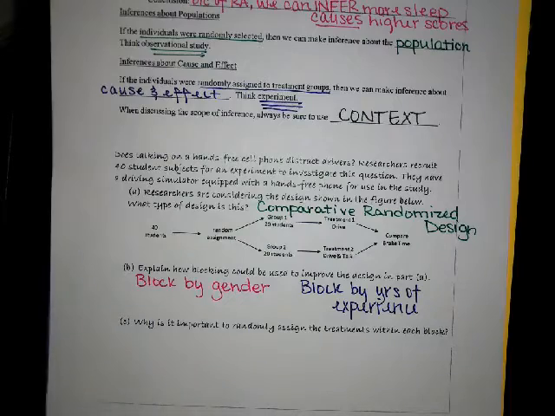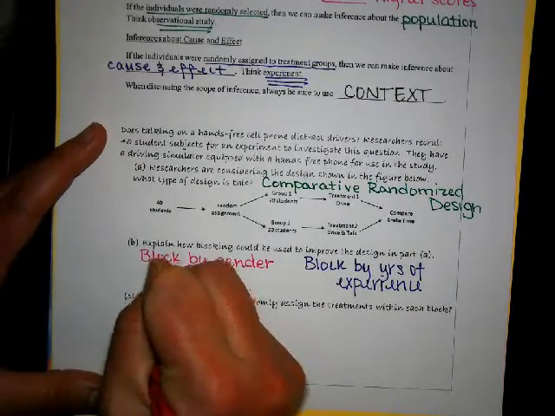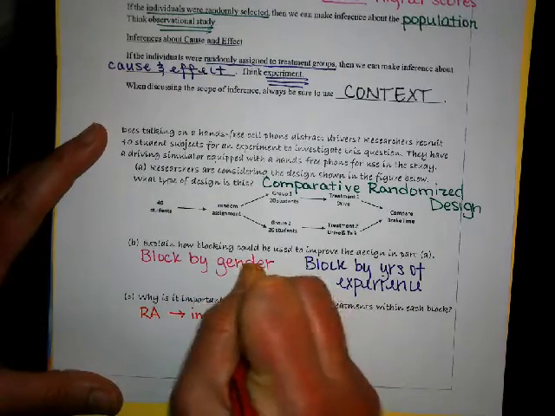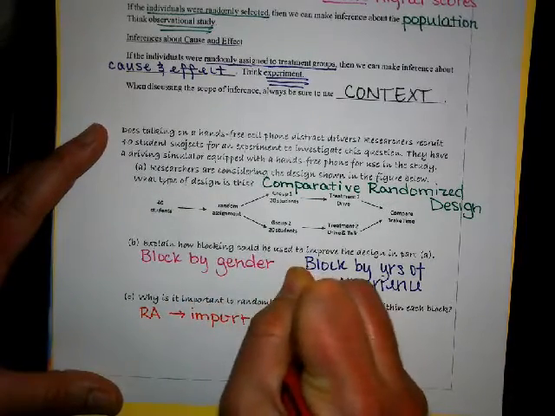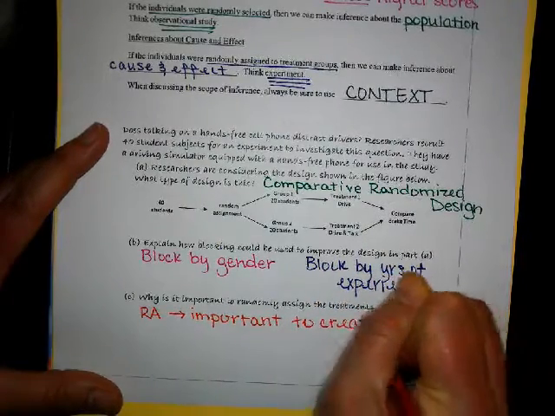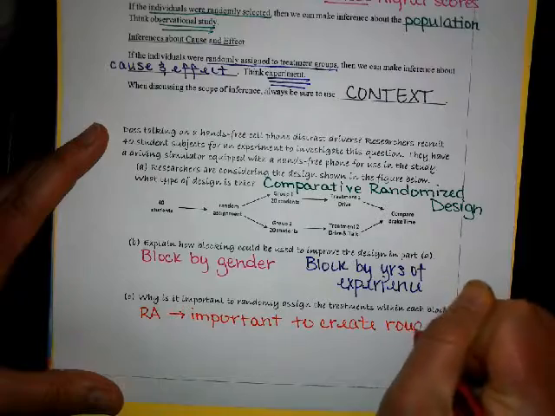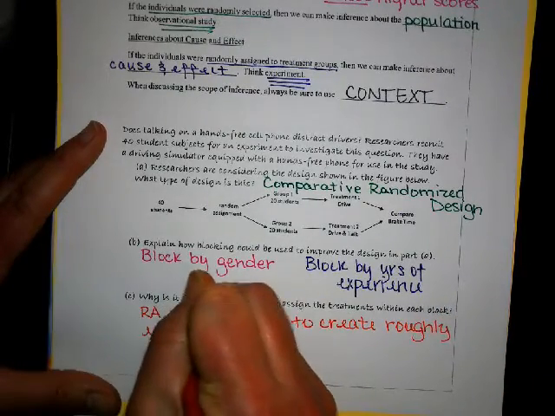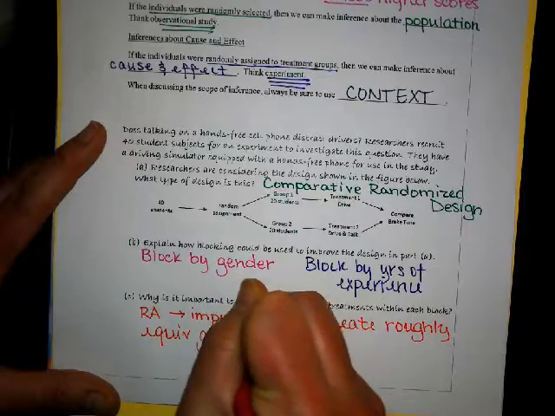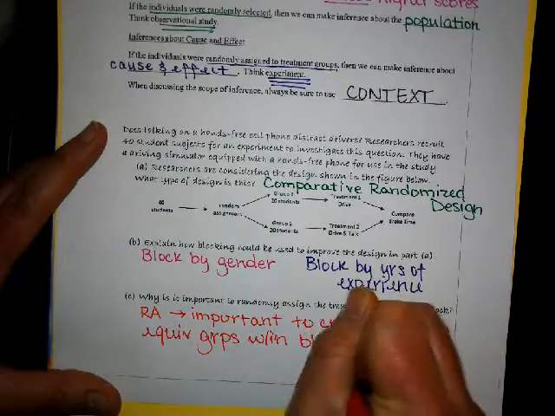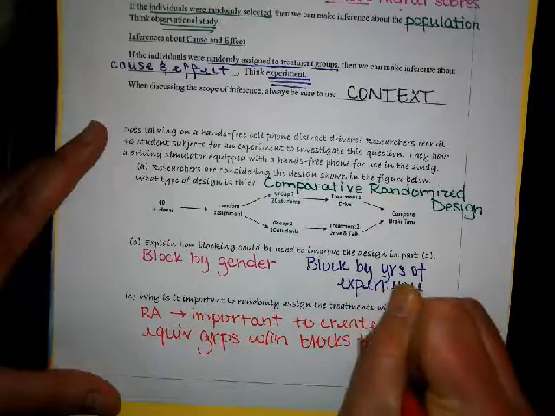So random assignment is important to create roughly equivalent groups within blocks to lessen confounding variables.